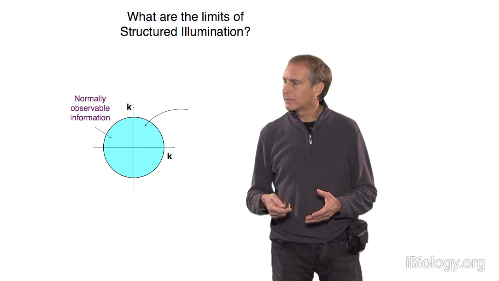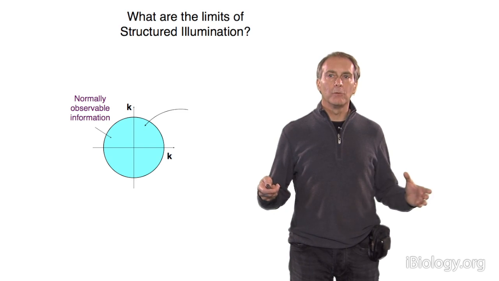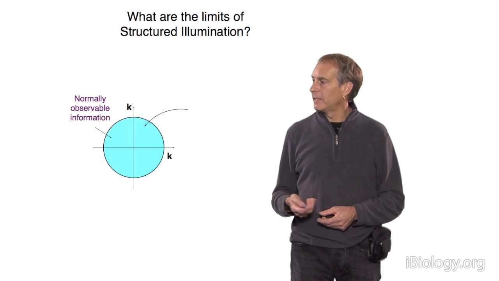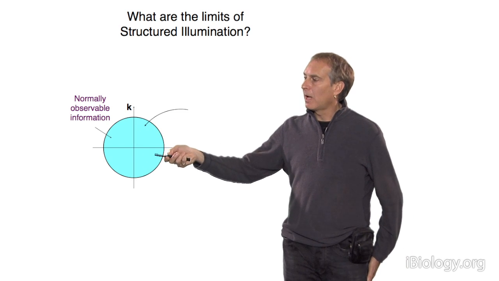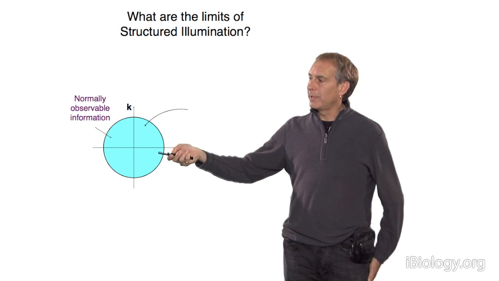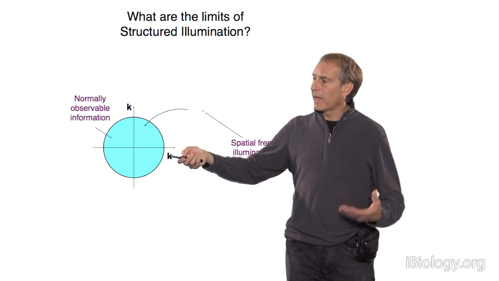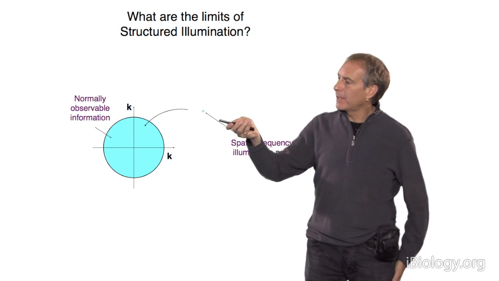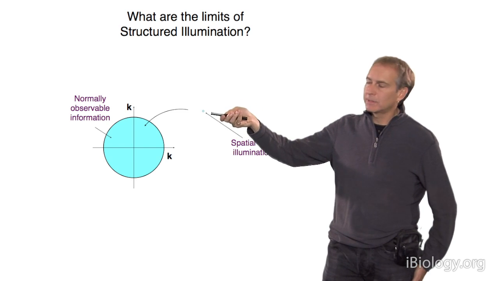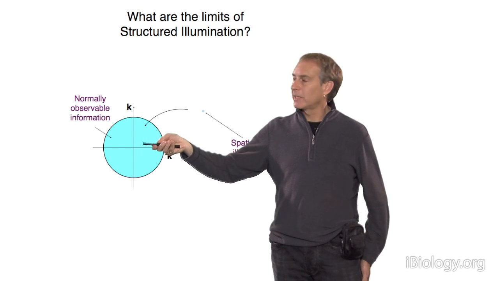Okay. Now, what are the limits, right? I mean, it would seem from this that the best we can do is a factor of 2 in resolution. And so the reason is, here's the observed region, and then we create a pattern, and then that allows us access to information out here. But what if we could somehow create a pattern that had frequencies that were much higher than defined by the diffraction limit of the objective lens?